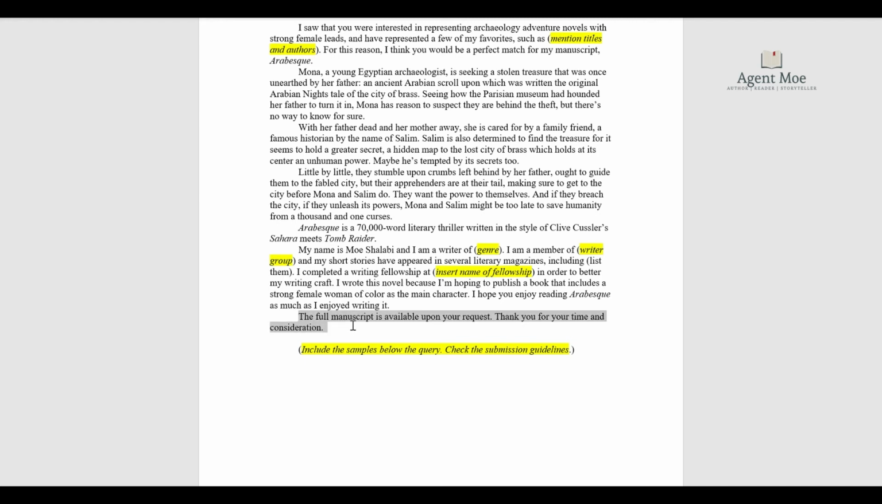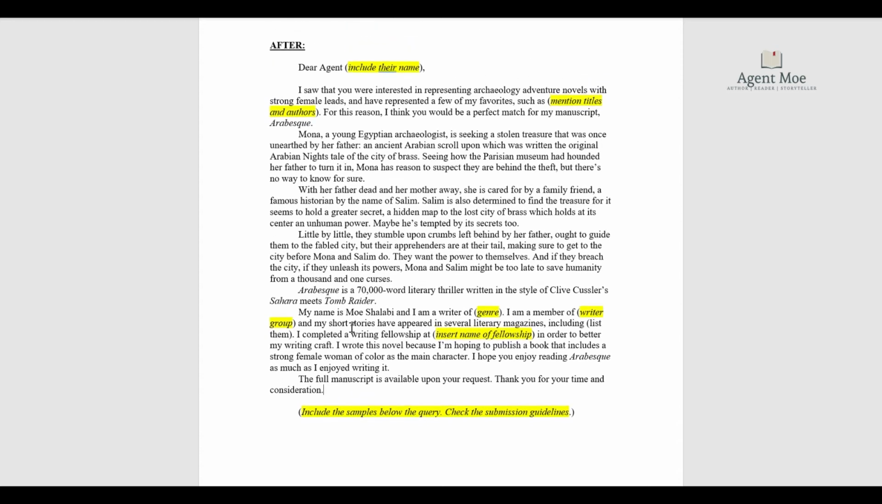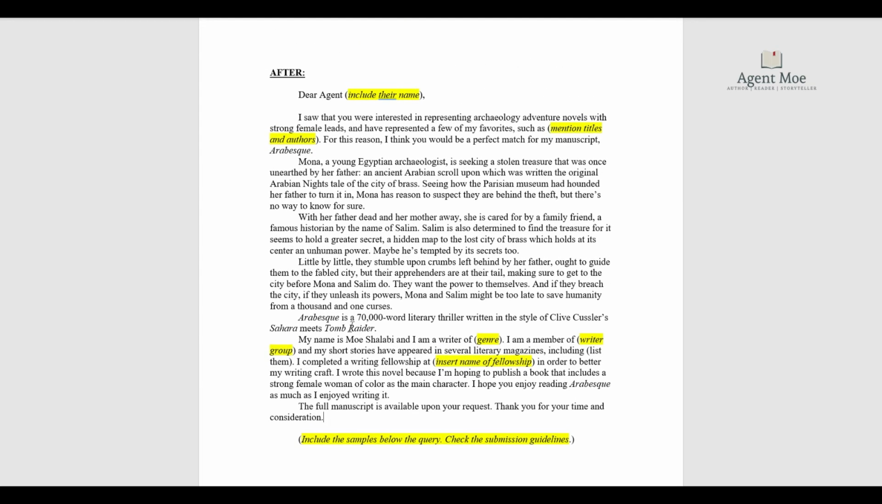And this final sentence is really, really important. This indicates that the manuscript is done, revised, and ready to go. The full manuscript is available upon your request. Thank you for your time and consideration. Make sure you follow these guidelines whenever you are working on your query letter, and I assure you it will be great. It will be unputdownable. There you go. I just made a word right now.